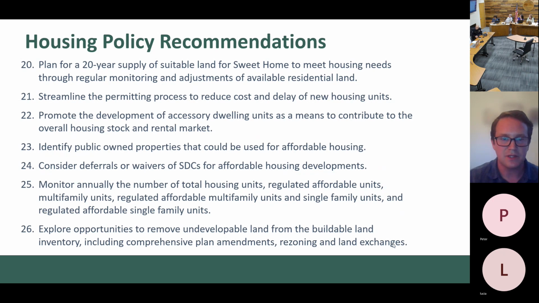25, monitor annually the number of total housing units, regulated affordable units, multifamily units, regulated affordable multifamily units, and single family units, and regulated affordable single family units. Explore opportunities to remove undevelopable land from the buildable land inventory, including comprehensive plan amendments, rezoning, and land exchanges.